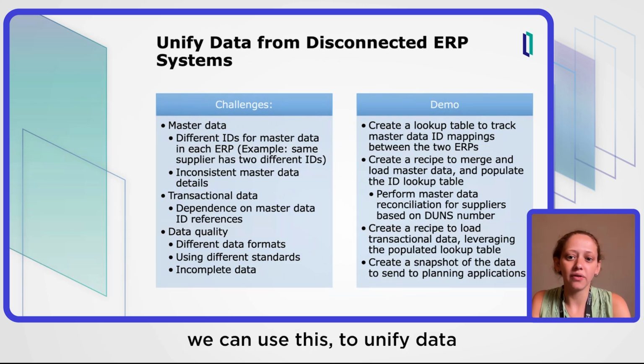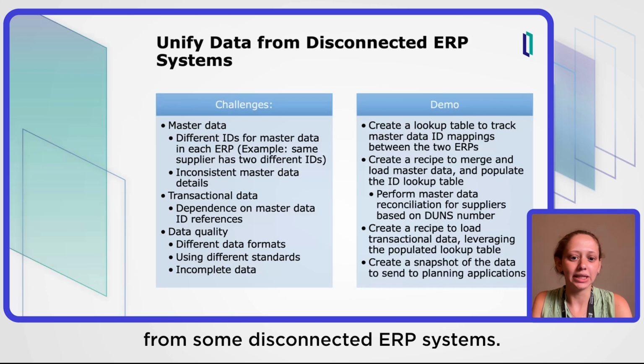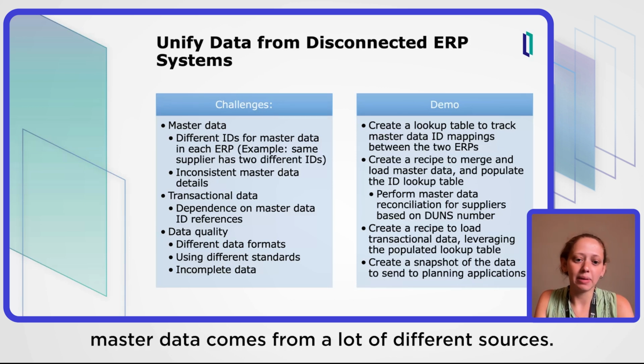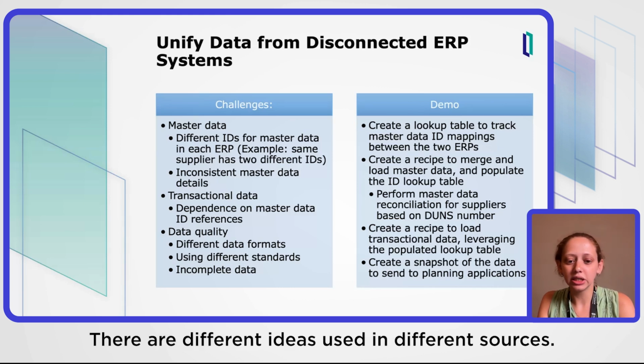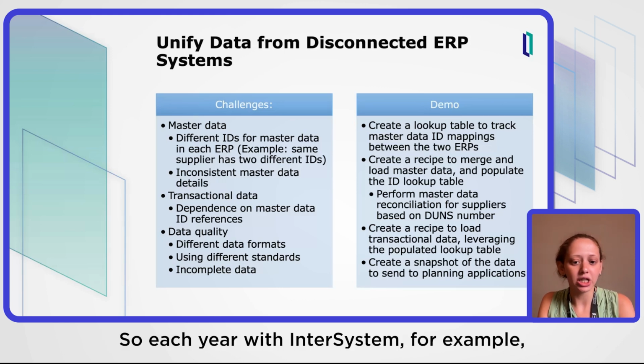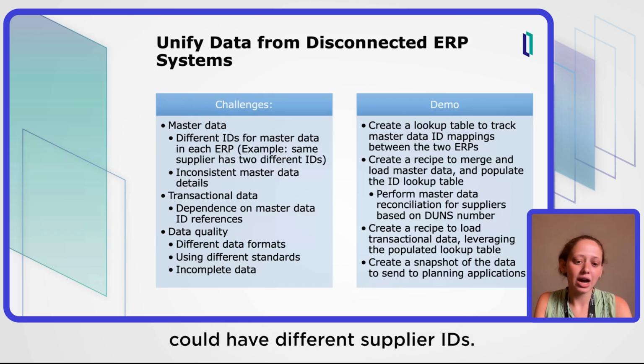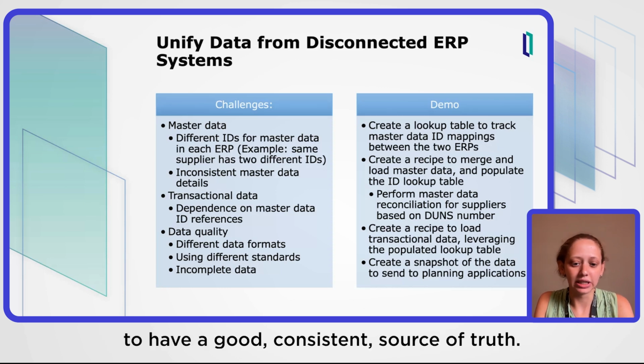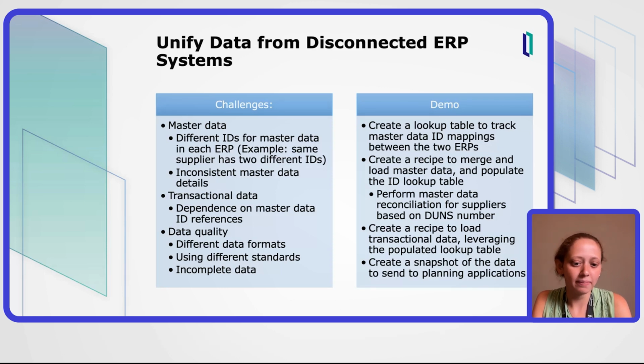So I'm now going to be going through a use case on how we can use this to unify data from some disconnected ERP systems. Some challenges that people face is that master data comes from a lot of different sources. There are different IDs used in different sources. So each ERP system, for example, could have different supplier IDs. And we may need a combination of all of this data to have a good, consistent source of truth.